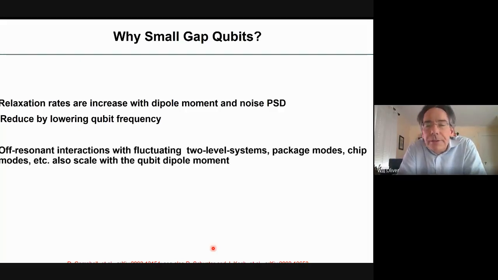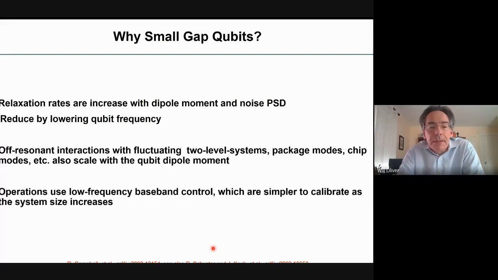Of course, that comes with the penalty of having to address excited state population. Now, off-resonant interactions often also scale with dipole moment, so this may also be an improvement. And the other is that operations will use low-frequency baseband control rather than microwaves in the gigahertz range. And this, in principle, is simpler to calibrate. There's less crosstalk, and so these are a few motivational reasons why one might look at small gap qubits. And the paper I'm going to talk about is by Dan Campbell, in this arXiv paper, but I also want to mention that David Schuster and Jens Koch and collaborators have an arXiv paper out about fluxonium, and maybe he'll talk about that today as well.